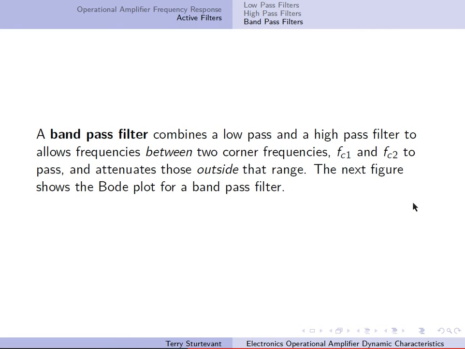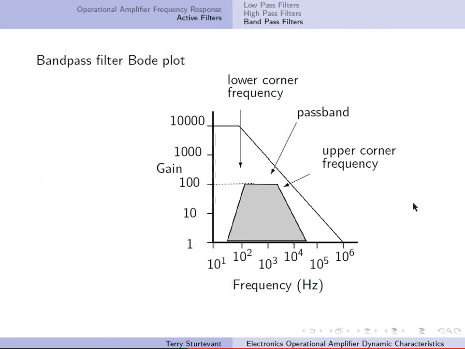A band-pass filter combines a low-pass and a high-pass filter to allow frequencies between two corner frequencies to pass and attenuates those outside that range. The next figure shows the Bode plot for a band-pass filter. There we have a lower corner frequency, an upper corner frequency, and the pass band.